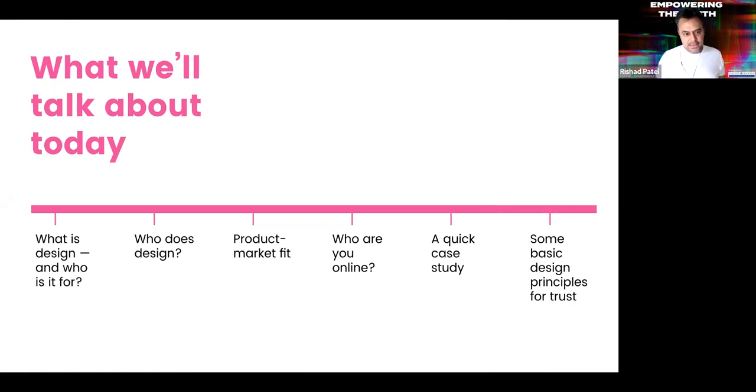There's a tiny case study, and then there's a whole bunch of basic design principles that have to do with trust. For those of you who are expecting that I talk about typefaces and fonts and cool colors and rectangles fitting other rectangles, this is a good time to leave. I'm not going to be able to do any of that, even though I am a product design guy by trade. I do branding, design, and all of that.